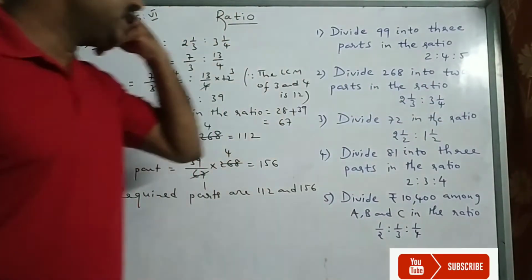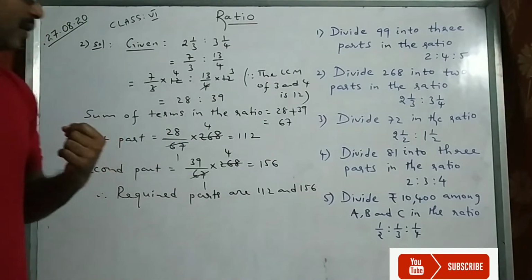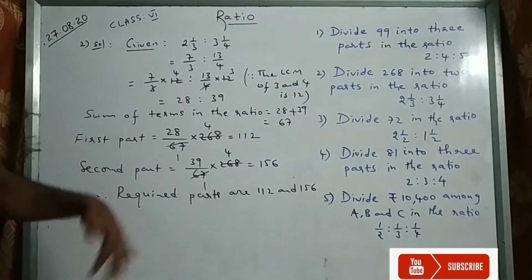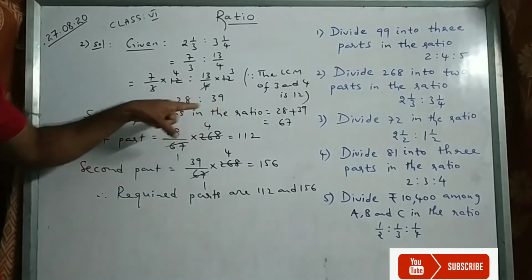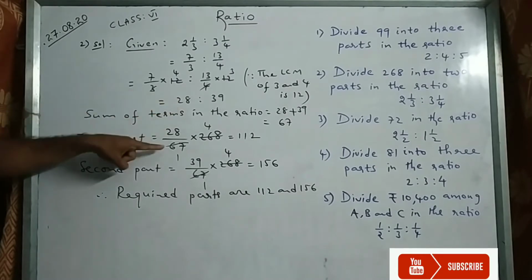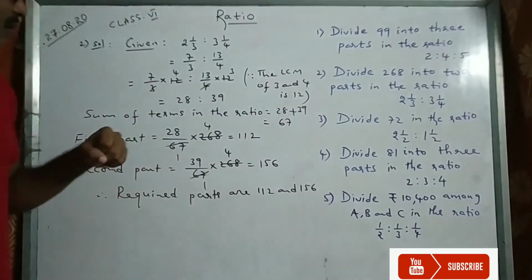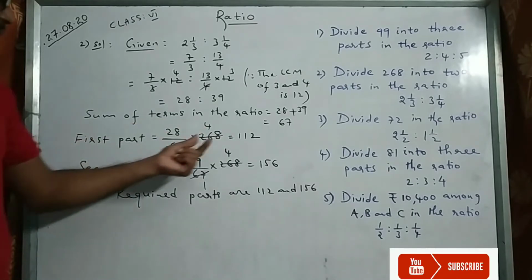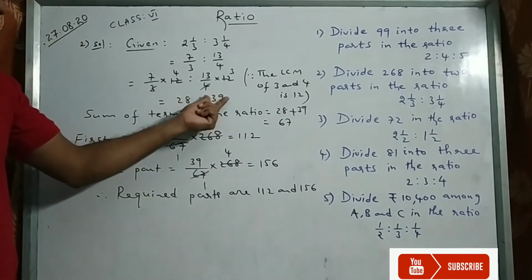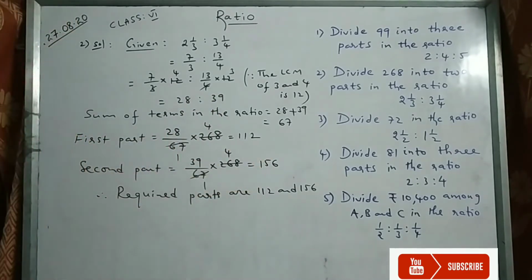So what did I do first here? Simplify the given ratio. Find out the sum of terms in the ratio. 28 plus 39. We are getting 67. So I am going to divide this 268 into two parts. First part, what is the first term in the ratio? 28 upon together how much we have? 67 into which number we are going to divide? 268. So 67 ones are, 67 fours are, right? 112. Similarly, what is the second part here? 39 upon 67 into 268. 156. So the required parts are 112 and 156.